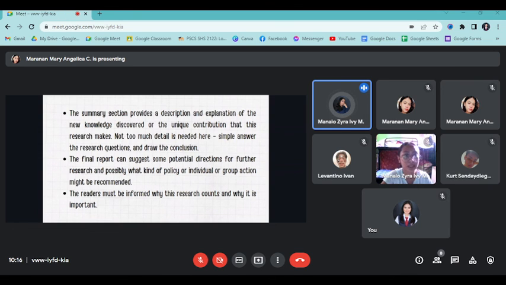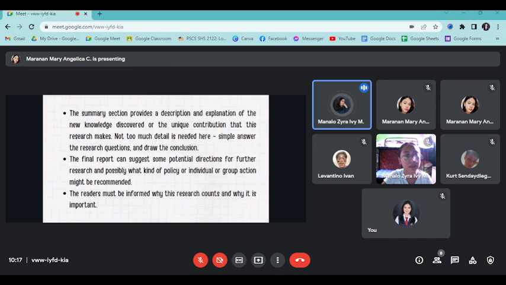Fourth, the summary section provides a description and explanation of new knowledge discovered, or the unique contribution that the research makes. Not too much detail is needed here. Simply answer the research question and draw the conclusion.